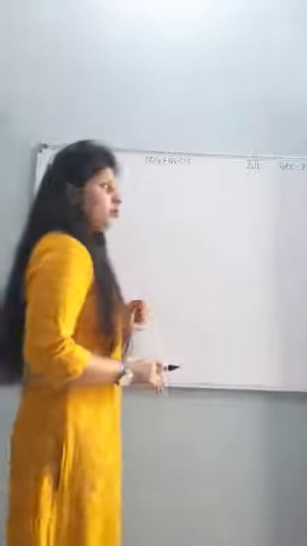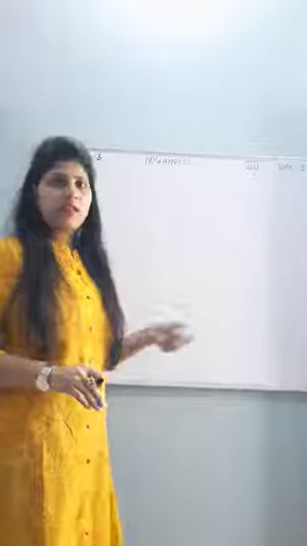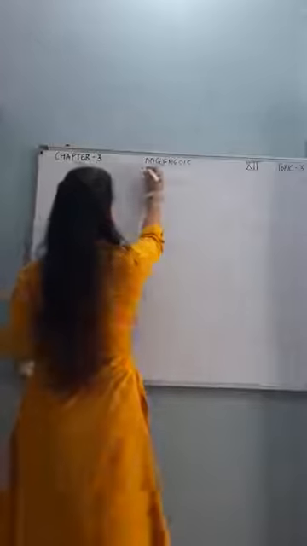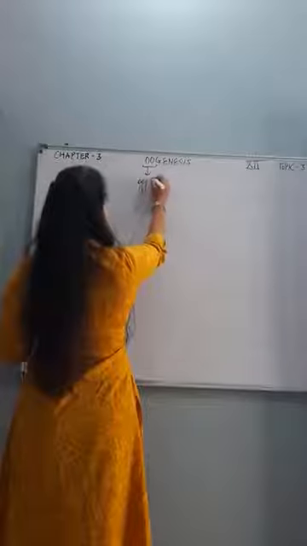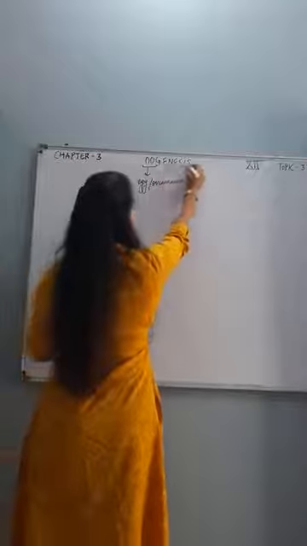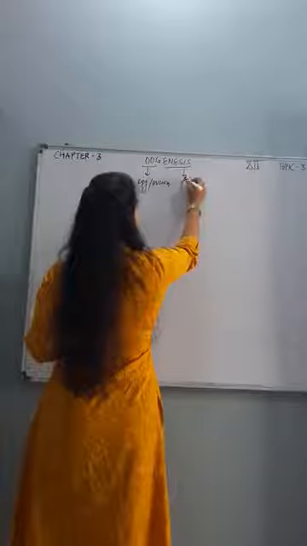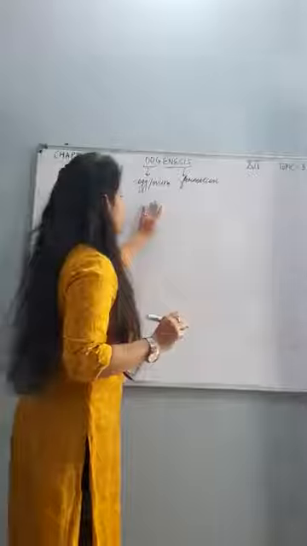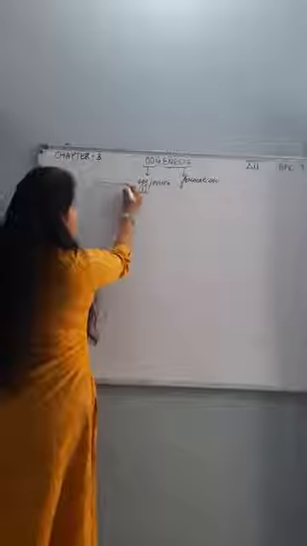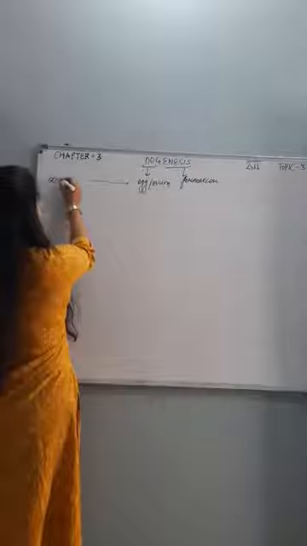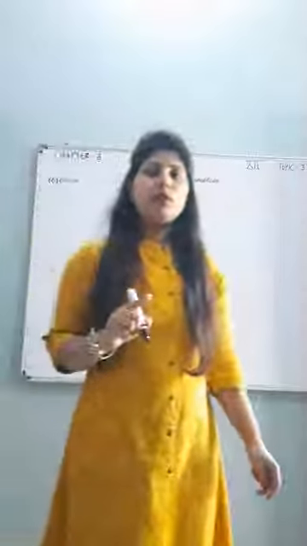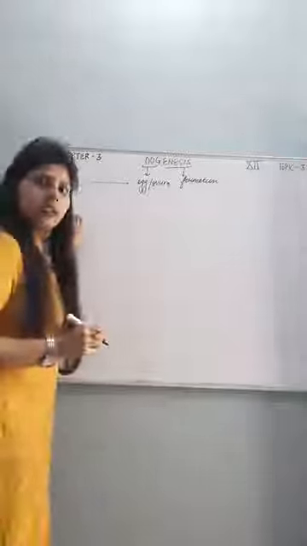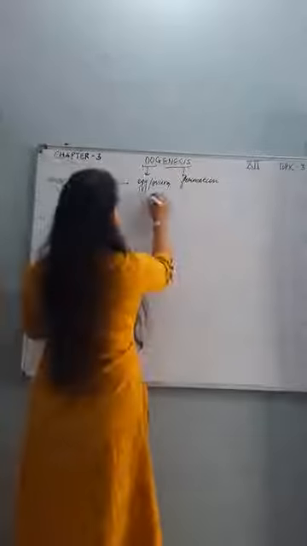Oogenesis is the process of formation of egg from oogonia. As the word says, oo means egg, it comes from egg or ovum, and genesis means formation. So it means formation of egg from oogonia. Oogonia are actually the egg mother cells from which eggs are produced. Oogonia are diploid and eggs are haploid.